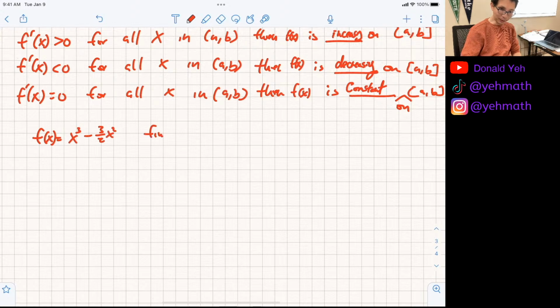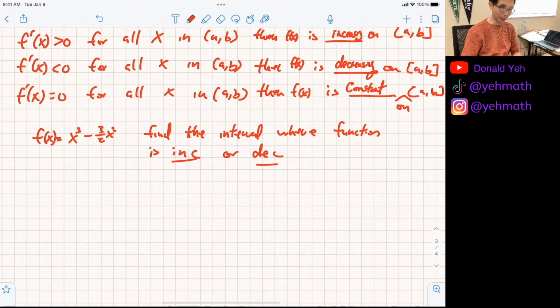I want to find the interval where the function is increasing or decreasing. So I'm just abbreviating. I'm not going to write out the whole word because I can't spell sometimes. How do I do that? Well, if I want to find increasing, decreasing, I have to find slope. How do I find slope? Derivative, yes.